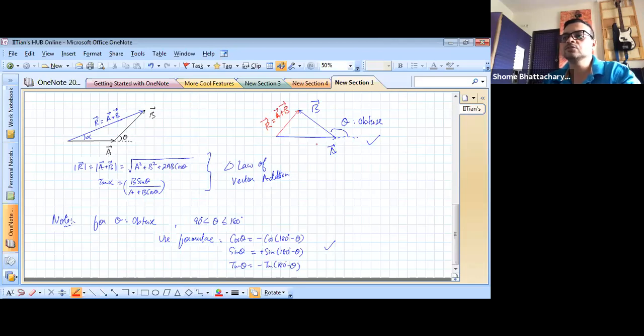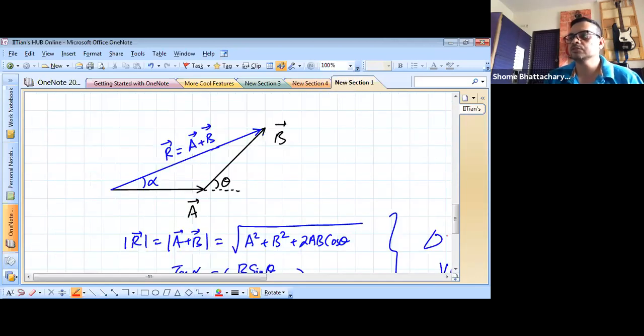So depending on the magnitudes of A and B and the angle between them, your triangle can look like this one if it's an acute angle, or it can look like this one if it's an obtuse angle. So let's quickly work out some examples now.